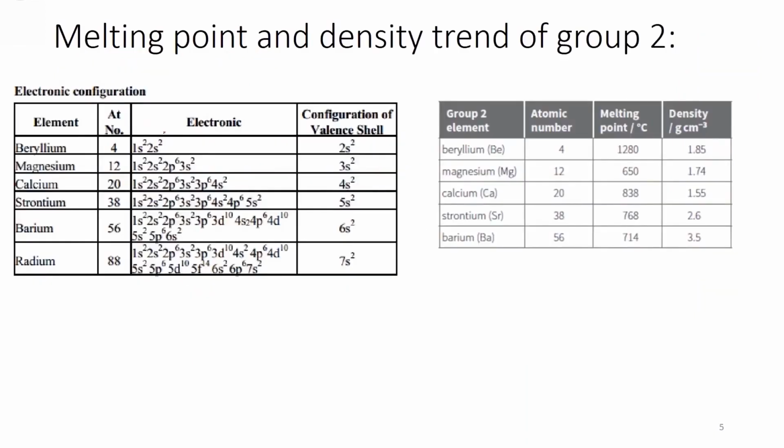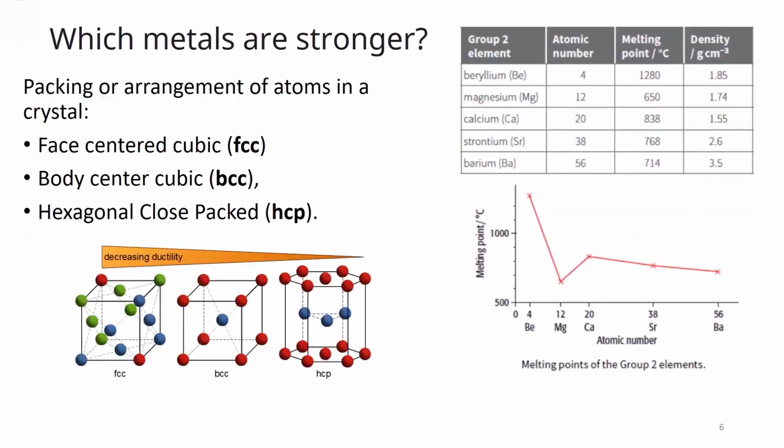Now, for melting points and density trends down group 2, you could see that I'm increasing the atomic number, so usually you expect the melting points to decrease, and the density will increase because I'm increasing the size of my atoms, and this size will lead to a higher density. Now, if I look at the melting points, you could see some irregularity, and the reason behind that is the packing or the arrangement of atoms in the crystal.